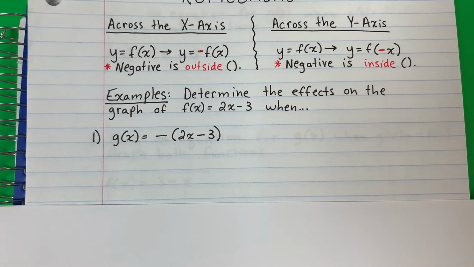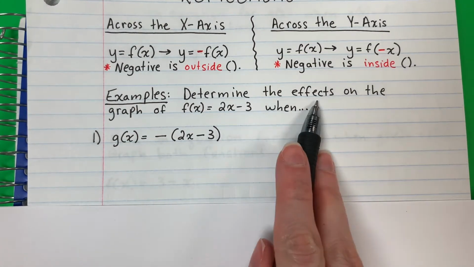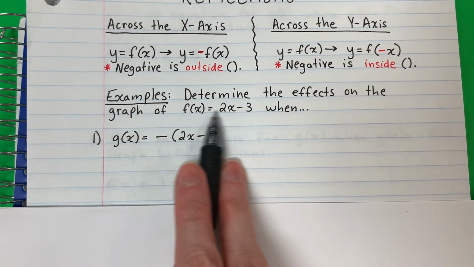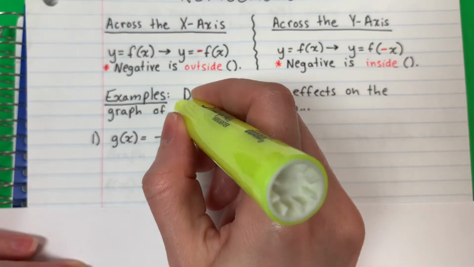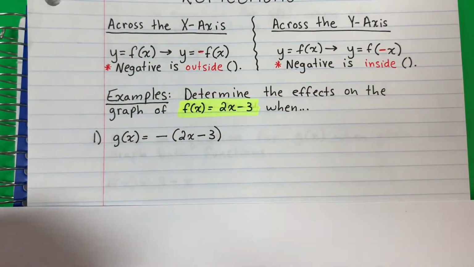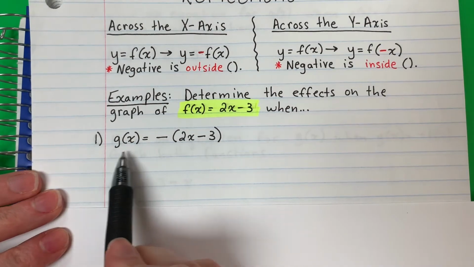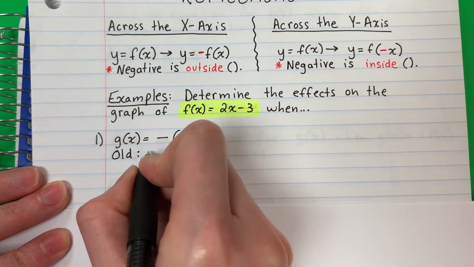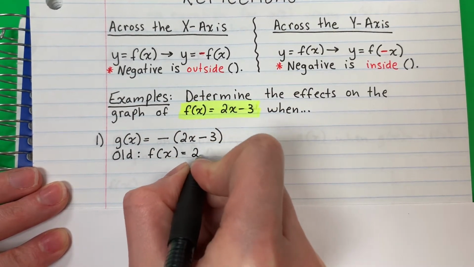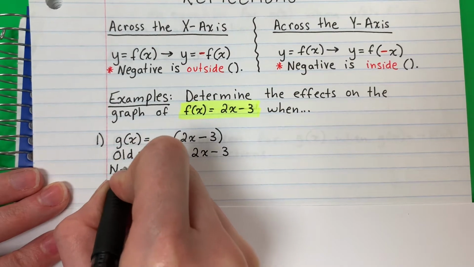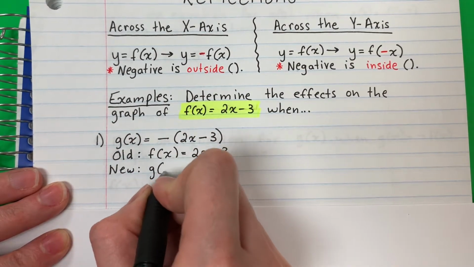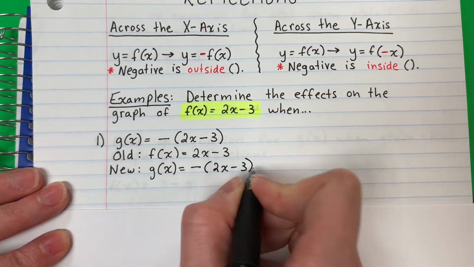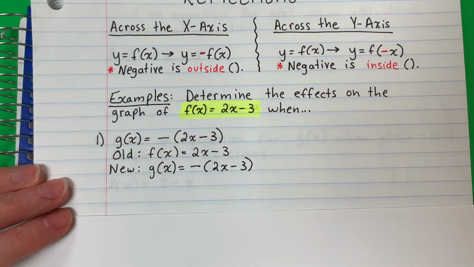Okay, so it says, examples. Determine the effects on the graph of f of x equals 2x minus 3. So this is my original equation. Esta es mi ecuación original. And this is my new, y esta es mi nueva. So let's go ahead and put our old, so we can compare. So our old is f of x equals 2x minus 3. And my new, mi nuevo, is this one, g of x equals negative, parenthesis, 2x minus 3. Now we will compare. Ahora vamos a comparar.